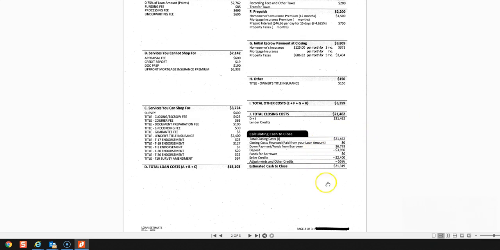And then down here you have the rest of the credits. You get credits for your earnest money deposit and the seller credits for the tax proration and title policy. So there you have it. That's how you read a loan estimate for an FHA loan. Hope you find this helpful.